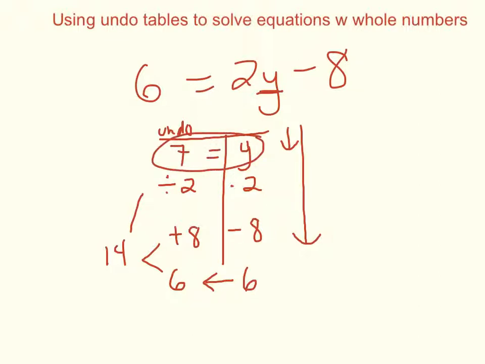So the undo table feels a little bit more organic because you're not staring at it wondering, do I get rid of the 2 first? Do I get rid of the 8 first? That can be daunting for some people just starting algebra. So if you just work through it with an undo table and say what's being done to the y, it makes a big difference. Let's look at another one.